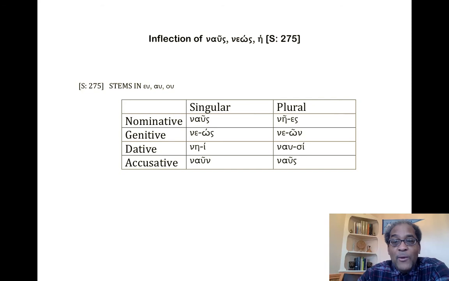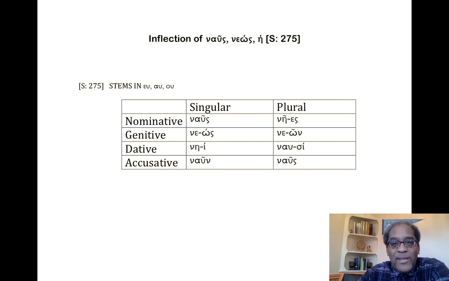But here we see the forms that you would see in straightforward Attic or Thucydides. ναῦς, νεώς, νηΐ, ναῦν, νῆες, νεῶν, ναυσί, ναῦς. And you see that the variations of this, from alpha upsilon, to epsilon, to eta, it's pretty crazy. And there's no way to learn this but to learn it.